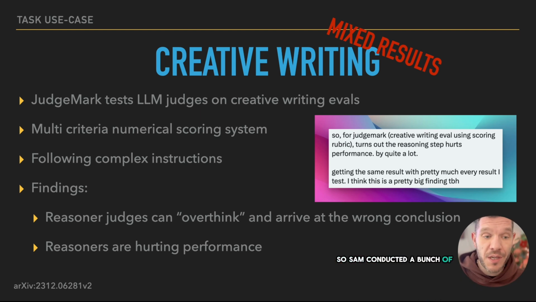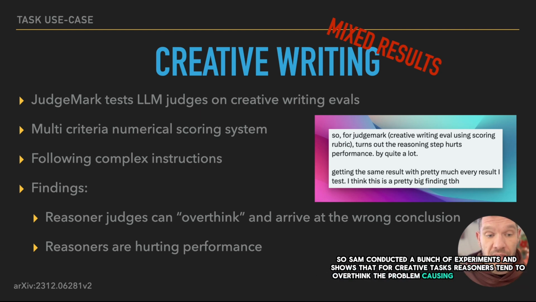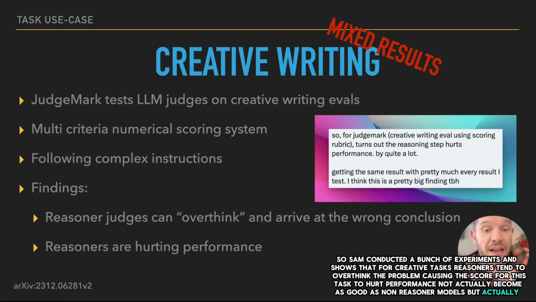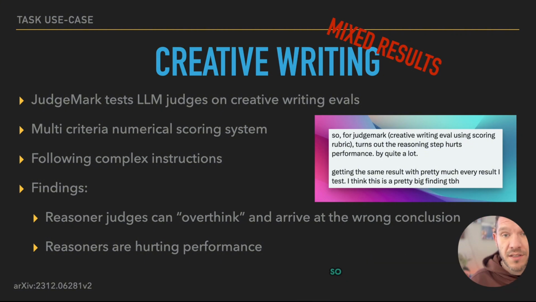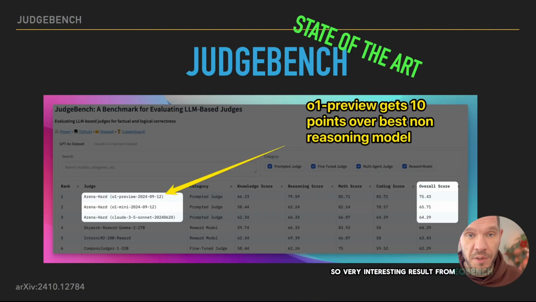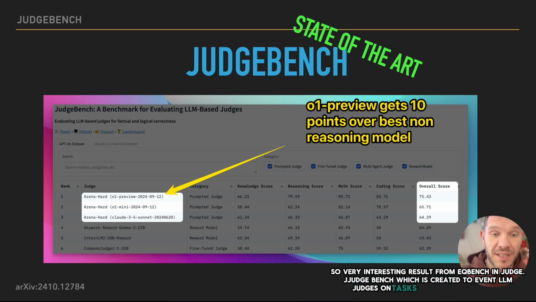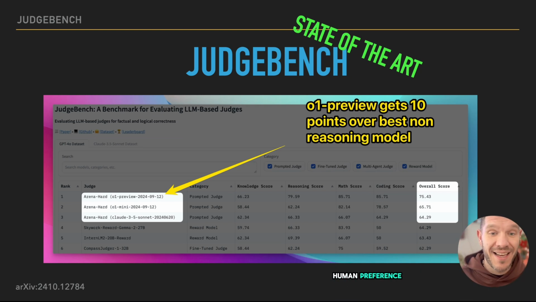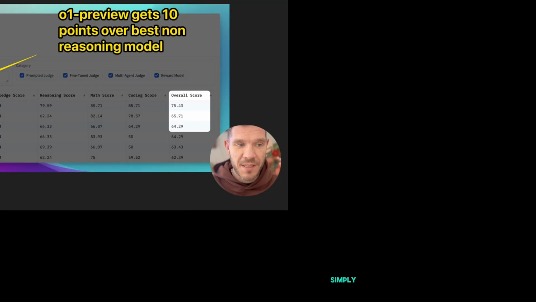So Sam conducted a bunch of experiments and shows that for creative tasks, reasoners tend to overthink the problem, causing the score for this task to not actually become as good as non-reasoner models, but actually hurt performance and become worse. So a very interesting result from EQBench. And JudgeBench, which is created to evaluate LLM judges on tasks where crowdsourced human preference is a poor indicator of factual logical correctness. Again, this is a task that was built for LLM judges. Simply said, these tasks are hard for LLMs to do.